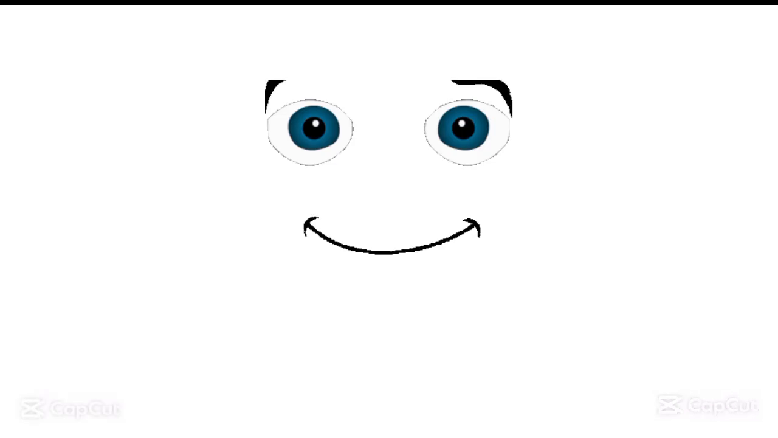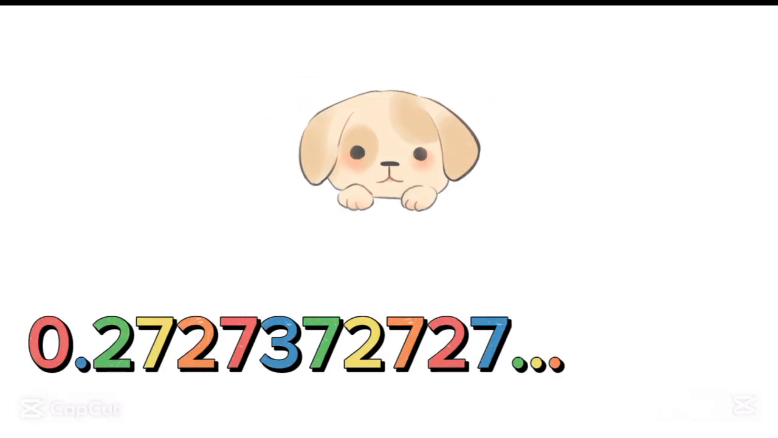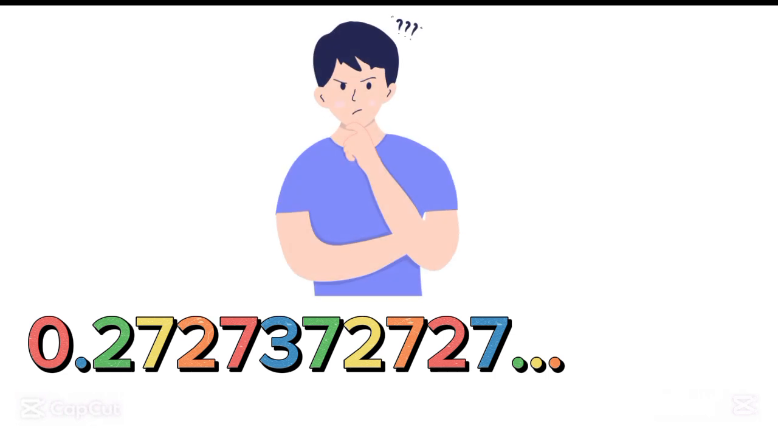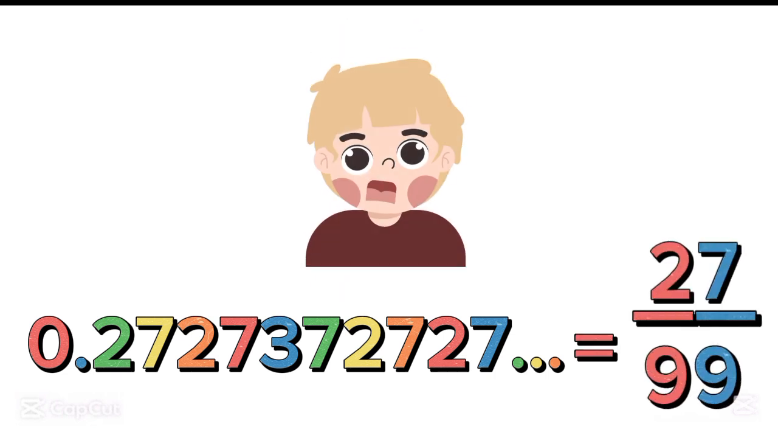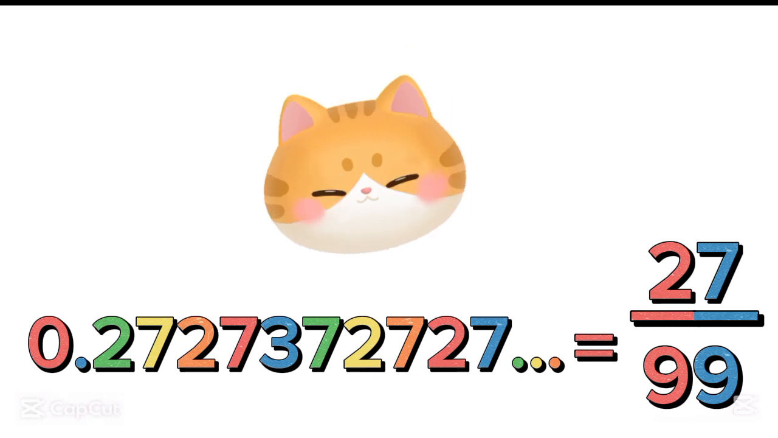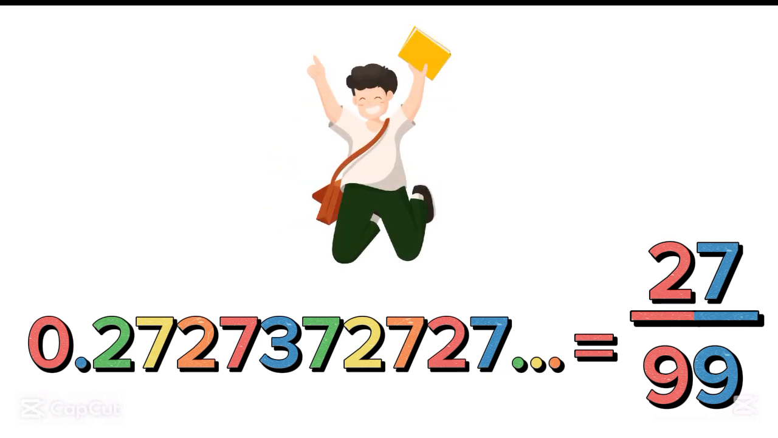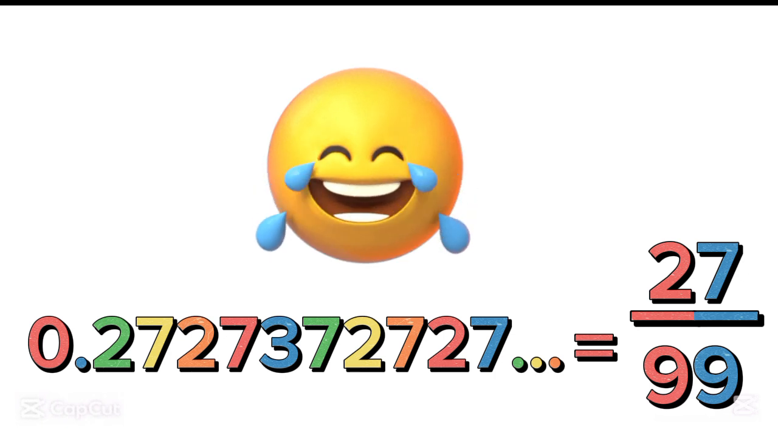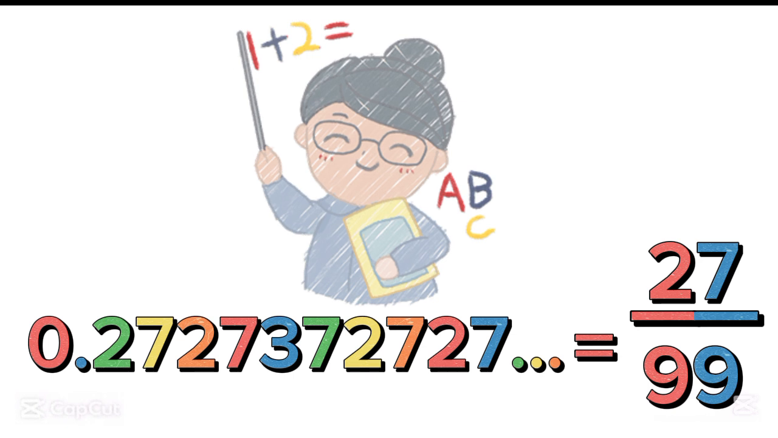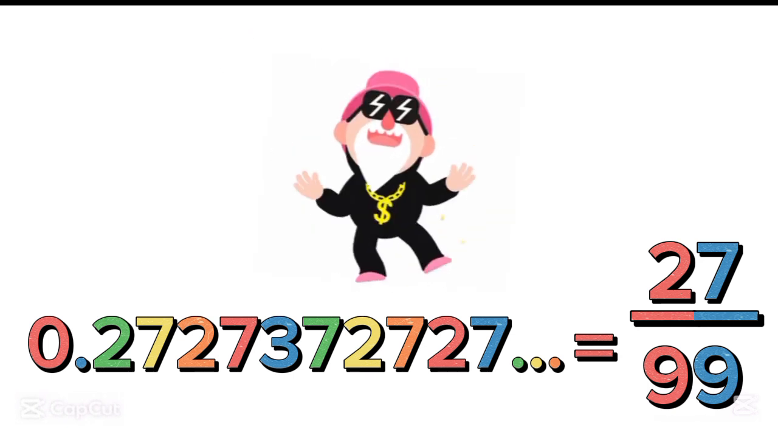Have you ever stared at a recurring decimal like 0.272727 and so on and thought, wait, how on earth do I turn this into a fraction? Maybe you tried and got stuck, or even worse, just gave up. But guess what? Not today. I'm about to show you a super easy trick to turn those pesky decimals into fractions, and I promise, once you get the hang of it, you'll feel like a math wizard.